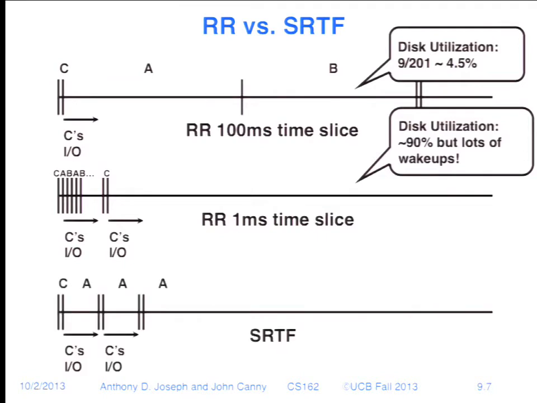All right, but finally, the shortest remaining time to finish is going to basically give the same utilization to the jobs, but give them larger time slices. So C is going to do a little remaining chunk. A gets a reasonable chunk of time. I think it's about 10 milliseconds here. And then I'm not sure why A is running. It probably should be B there.